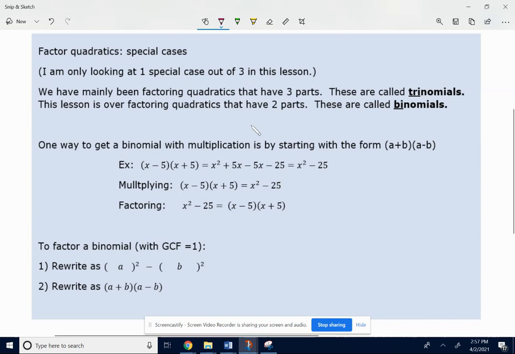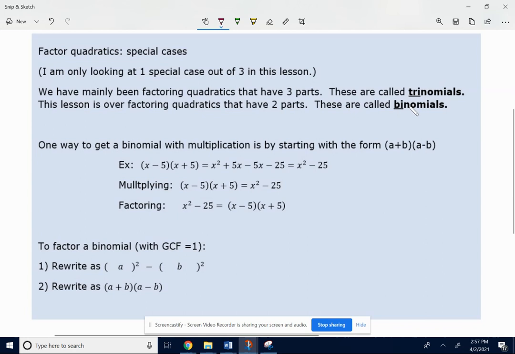We have been only doing quadratics. We've only been factoring quadratics for the most part that have three parts. Okay, those are called trinomials. Tri means three. This lesson, the special case I want to look at is the quadratics that have only two parts, like x squared minus 25 down there. Okay, there's two parts. Those are called binomials.